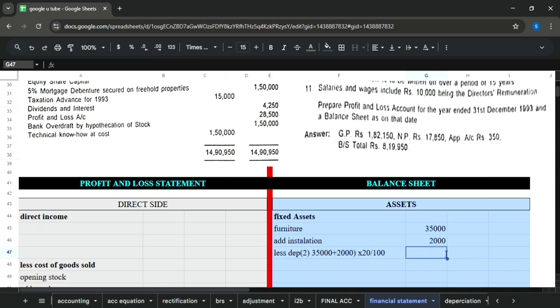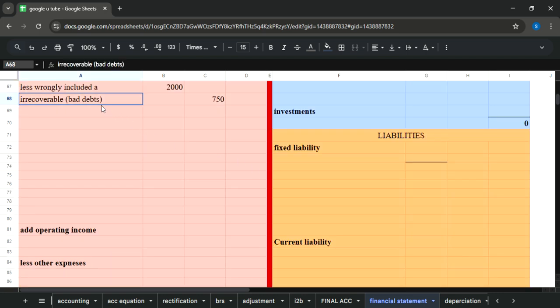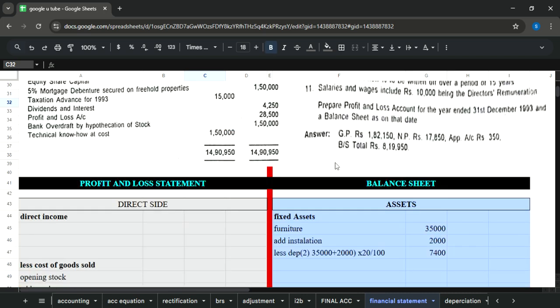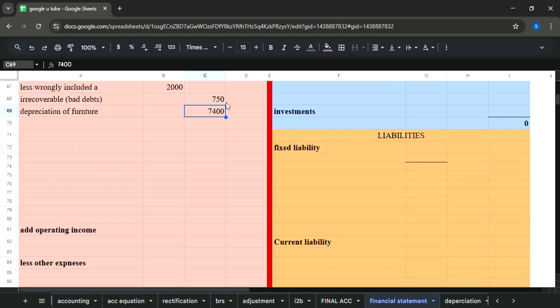So let's calculate the depreciation. First 35,000, we will add 2,000 which was wrongly included and then we will take 20%. So we have got the depreciation of 7,400. Now let's come over to the operating expenses side and here depreciation of furniture would be mentioned and we have calculated 7,400. Look at here, this was depreciation 7,400 and we have written it on the operating expense side as well. Both effects are completed.